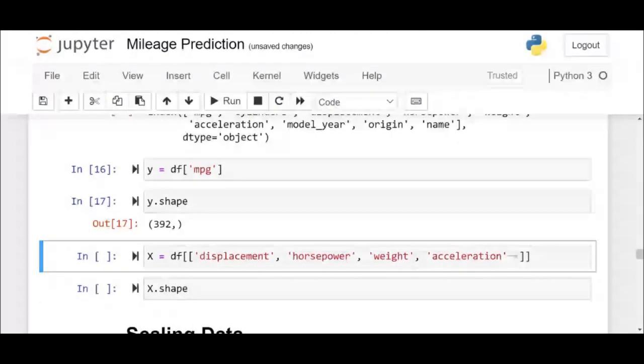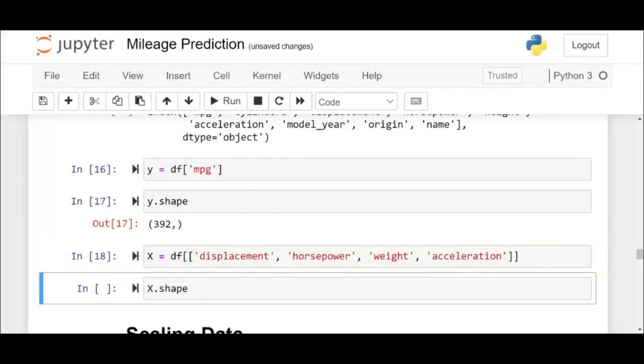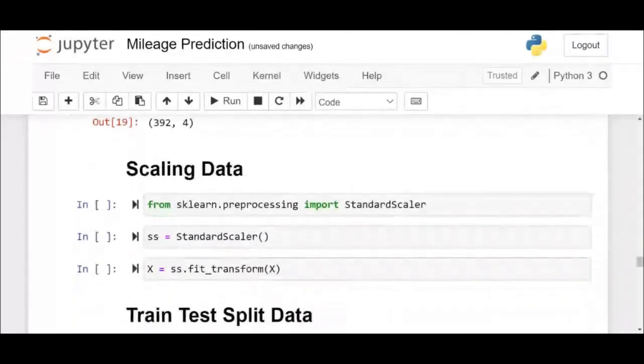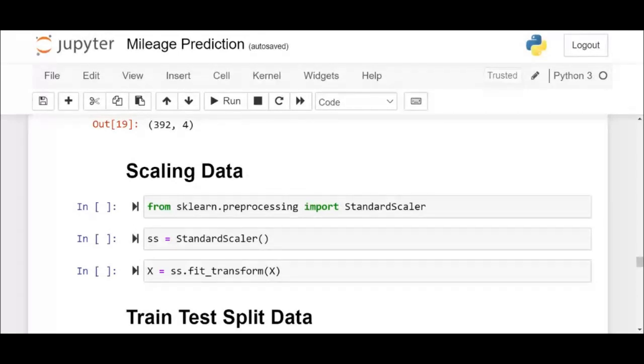Then we define the column names displacement, horsepower, weight, and acceleration as our features or independent variables. And what is the shape? We have 392 observations, and also four columns: displacement, horsepower, weight, and acceleration. So this is how we separate our label, the target variable, and our features, the independent variables.